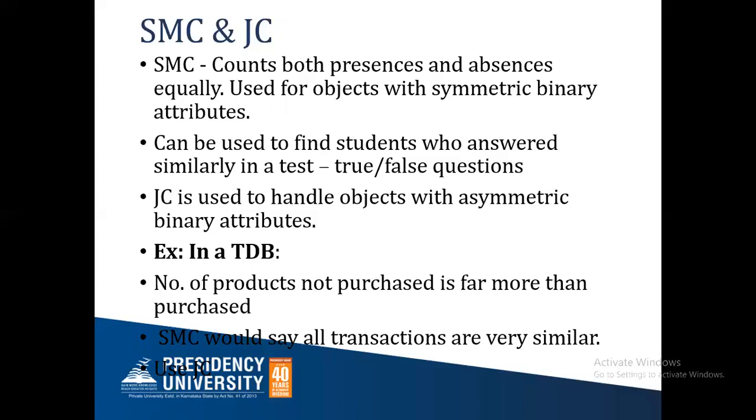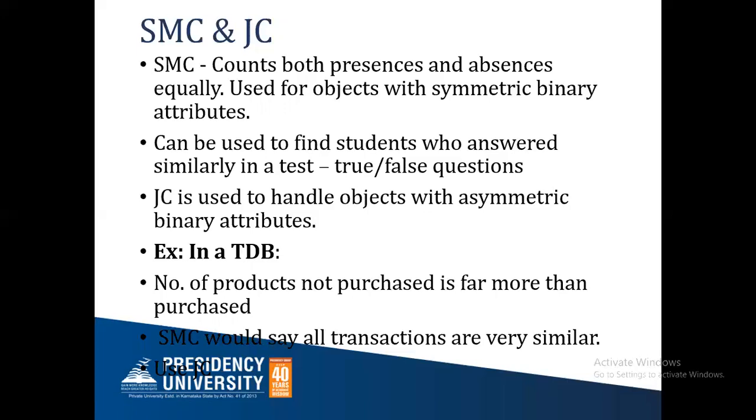Jaccard coefficient (JC) is better used to handle objects with asymmetric binary attributes. For example, in some transaction, we want to know which object is purchased and which is not. When we say purchase, we may purchase 2 or 3, or even 10 at maximum. But there may be thousands of products we have not purchased, say in a supermarket. So if we purchase 5 objects, then we have 5,000 objects not purchased.